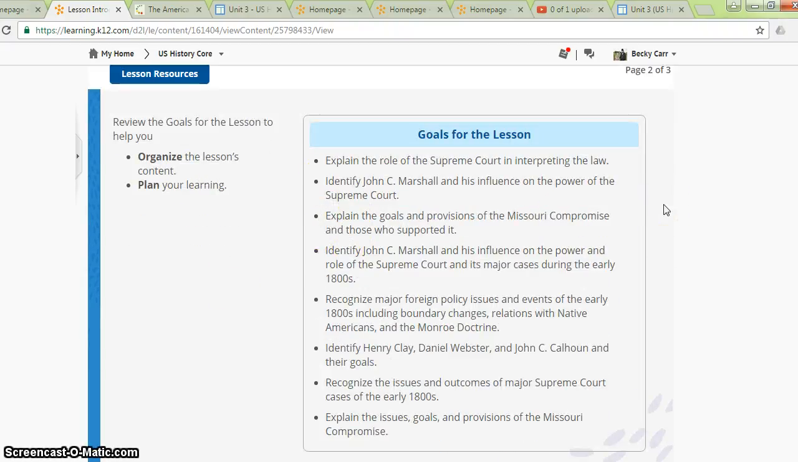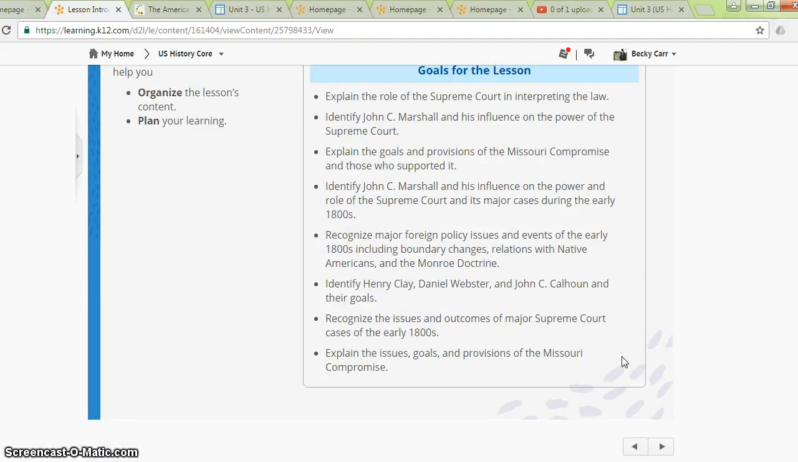Explain the role of the Supreme Court in interpreting the law. Identify John C. Marshall and his influence on the power of the Supreme Court. Explain the goals and provisions of the Missouri Compromise and those who supported it. Identify John C. Marshall and his influence on the power and role of the Supreme Court in its major cases during the early 1800s. Recognize major foreign policy issues and events of the early 1800s, including boundary changes, relations with Native Americans, and the Monroe Doctrine. Identify Henry Clay, Daniel Webster, and John C. Calhoun and their goals. Recognize the issues and outcomes of major Supreme Court cases of the early 1800s, and explain the goals, issues, and provisions of the Missouri Compromise.